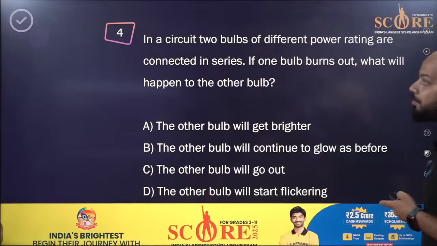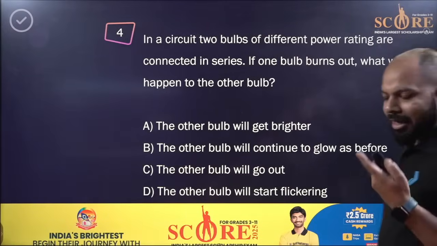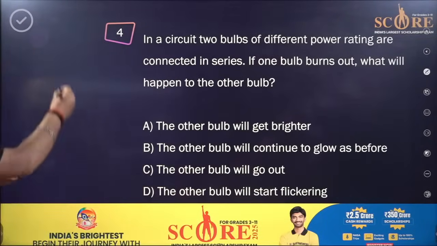Okay, now next question. In a circuit, two bulbs of different power ratings are connected in series. If one bulb burns out, what will happen to the other bulb? Guys, it's talking about the bulb and some filament bulb. Okay, that's a filament bulb.